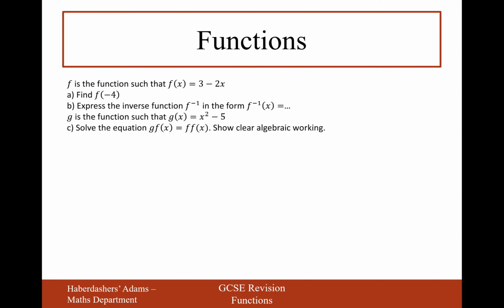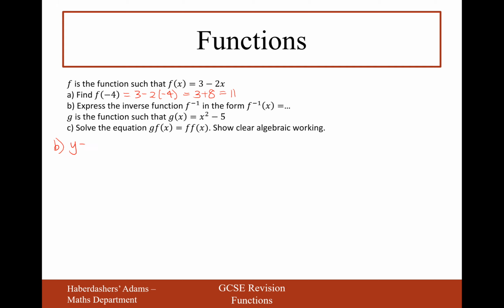Okay then, so first thing to do is just to put minus 4 into the f function. So that's going to be 3 minus 2 lots of minus 4. Now when it's minus 2 times minus 4, that makes minus 8, so plus 8, so that makes 11. Moving on to part B, express the inverse function of f in the terms of f inverse x equals.